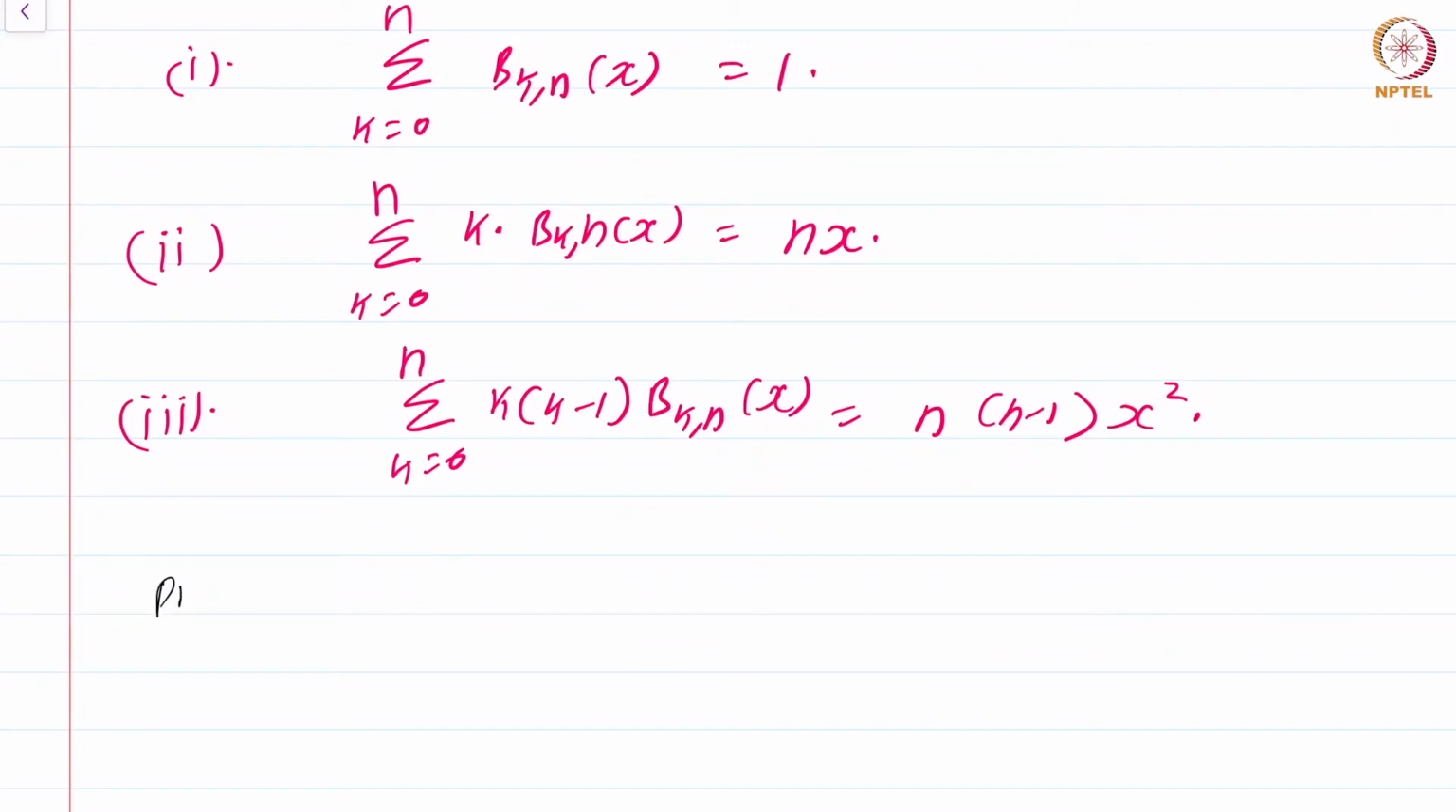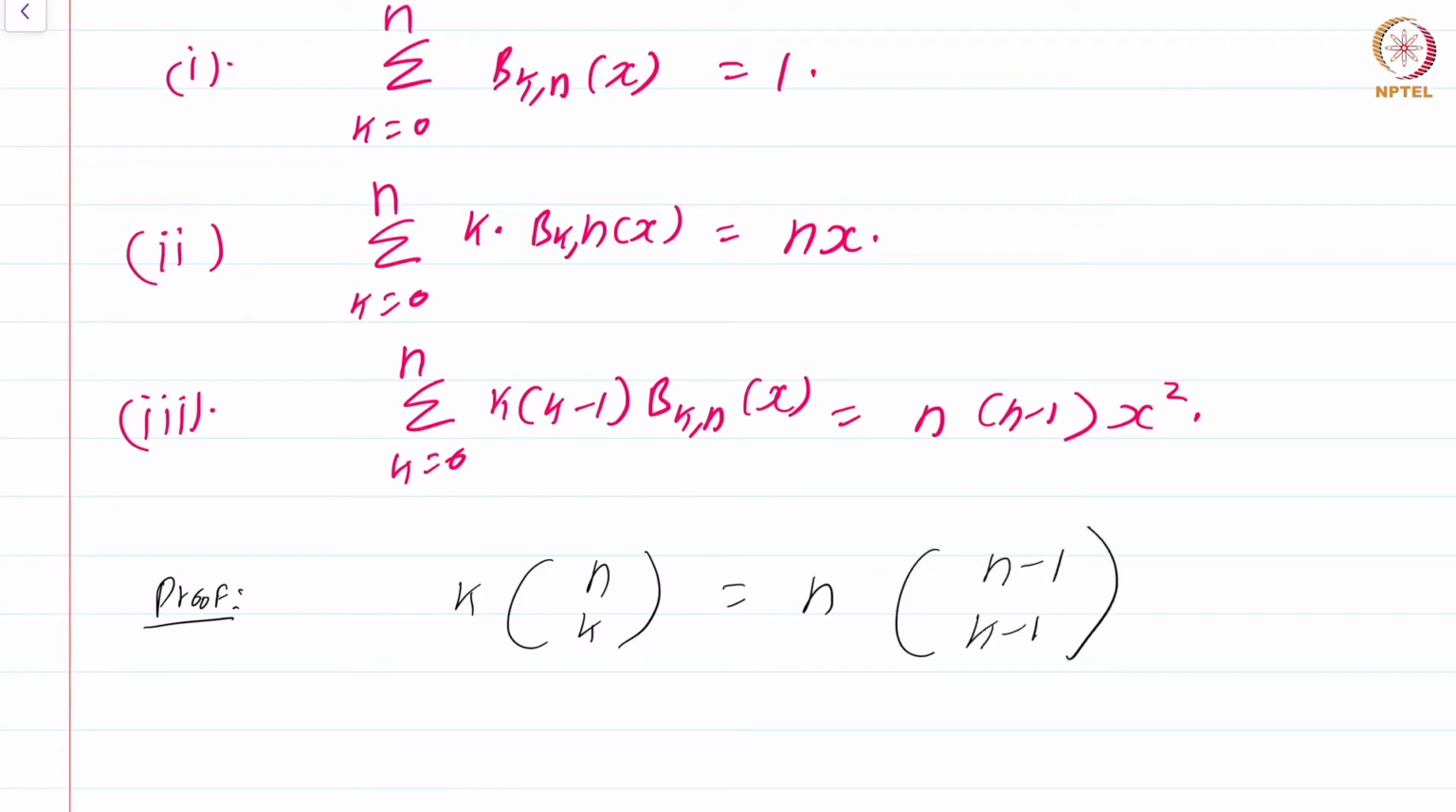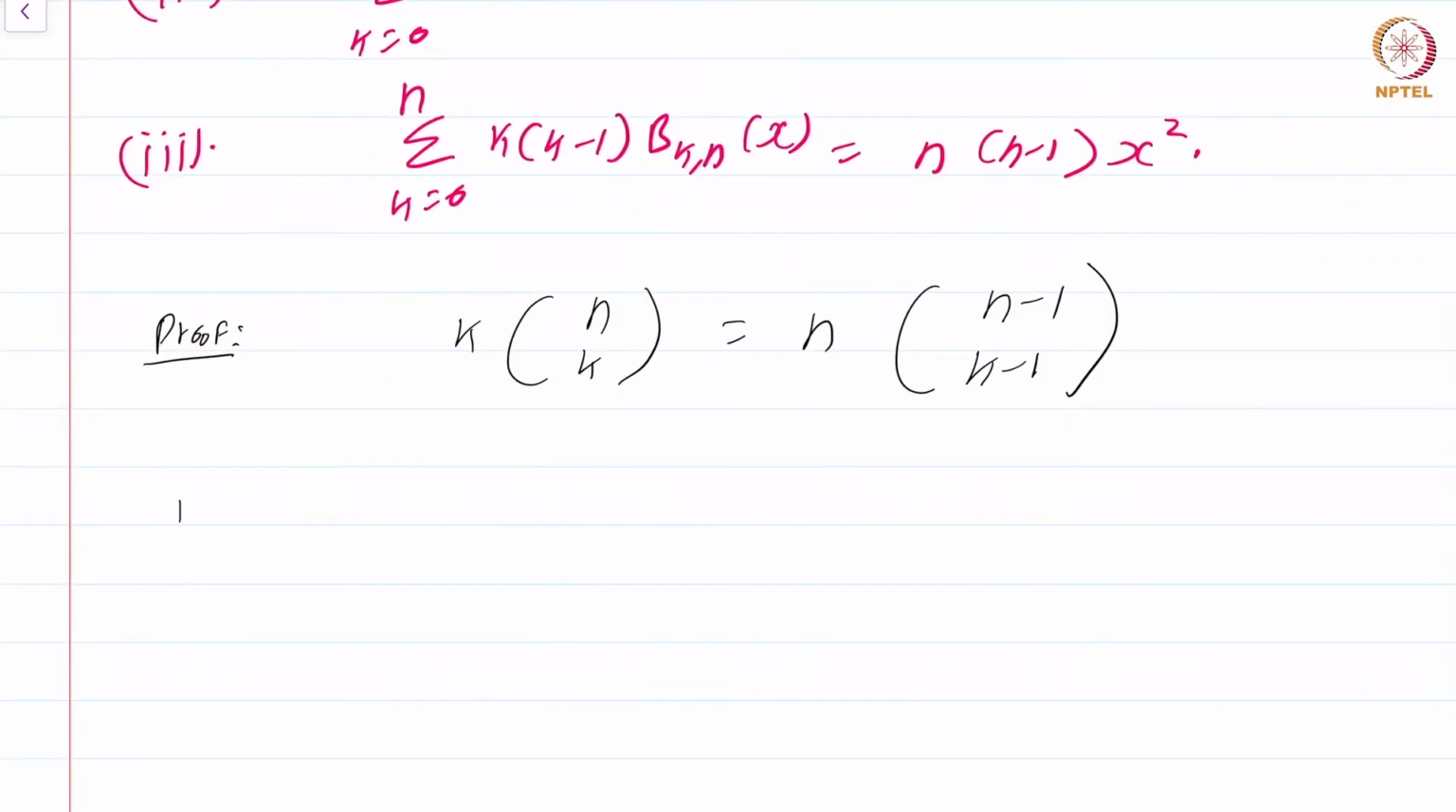For this proof, I would need one basic property of these combinations. That is, I need this fact that k times n choose k is just n times n minus 1 choose k minus 1. I'm not going to prove this basic fact. It just involves expanding out the left hand side and the right hand side and seeing that both sides are equal. You might have seen this in high school. So this identity will be needed. Let's proceed to the proof of the second part.